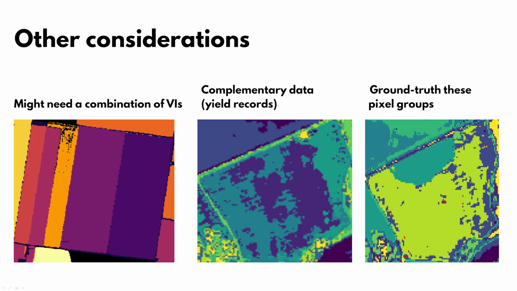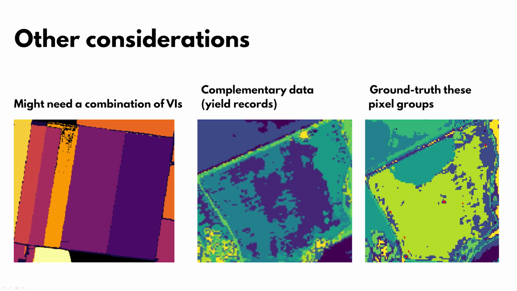Other considerations that we'd have to have in this kind of analysis is that I might need a combination of VIs to be able to capture the weeds and all the variations and anomalies, which we can see in the first one, for example, NDVI was not able to separate this into clusters at all. I can just see different paddocks.